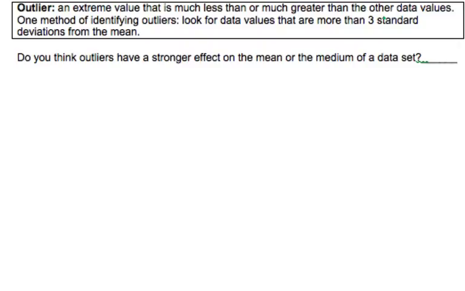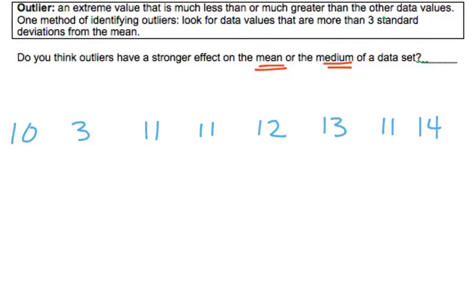So do you think outliers have a stronger effect on the mean or median of the data set? It's an important thing to think about. If I have an outlier, say this is a data set, this looks like an outlier.